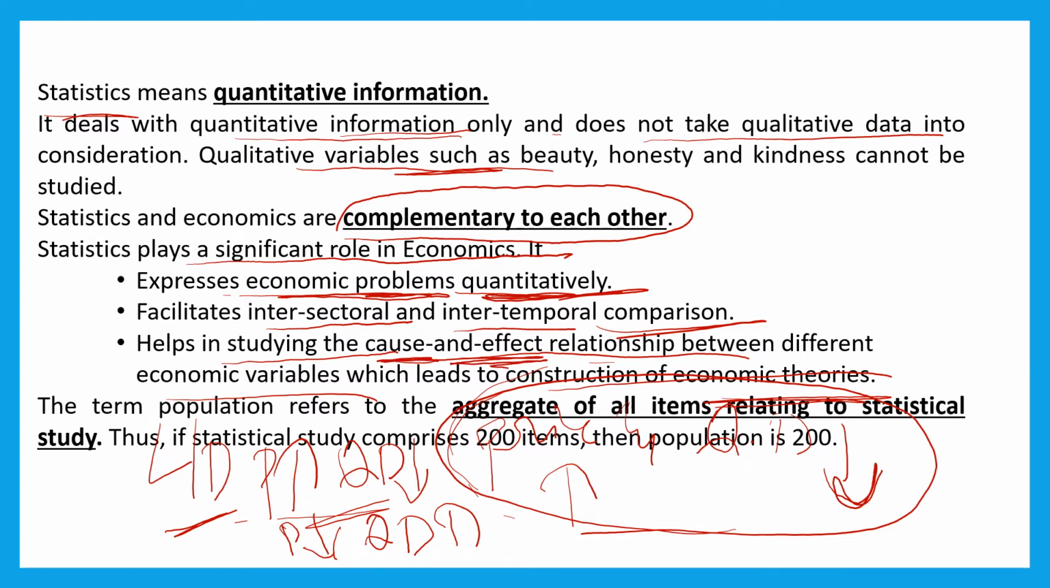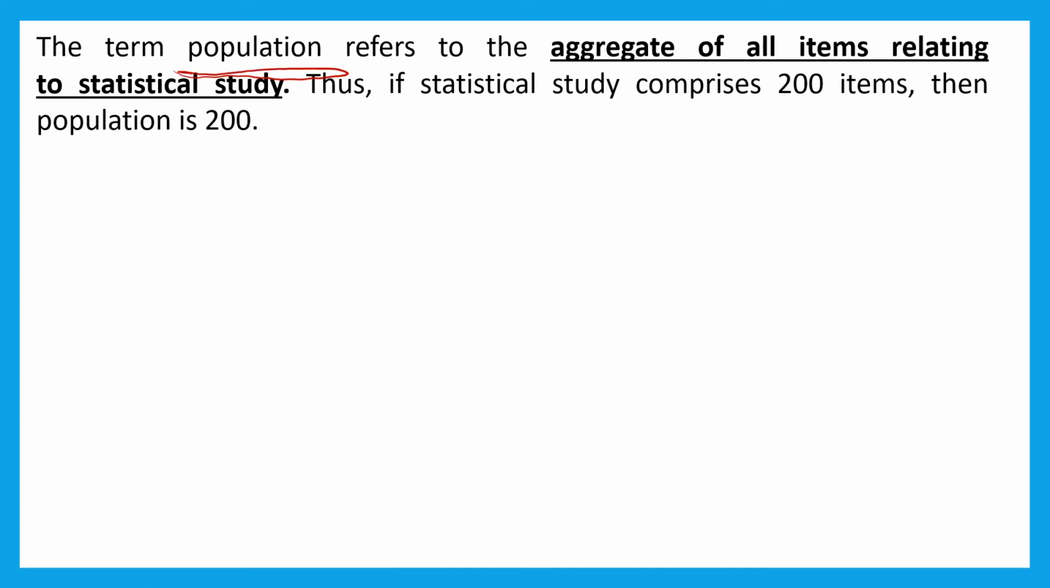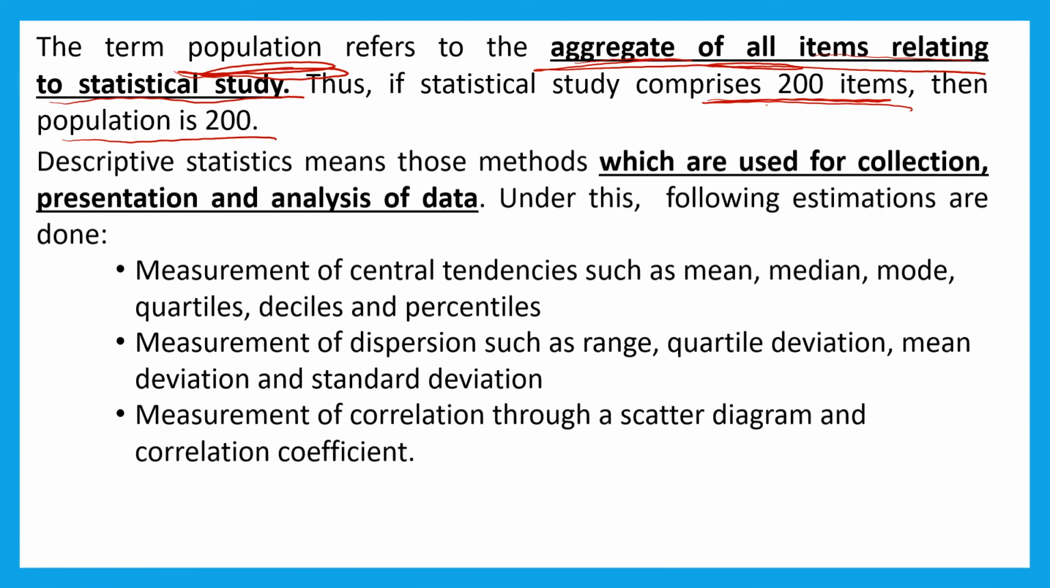cause and effect. Dear students, we come across a few concepts like population. In statistics, population means the total or aggregate of all the items related to the statistical study. If you are going to collect information on 200 items, then the population is 200. If you manufactured 1000 bulbs, what does population mean? All the bulbs manufactured. 1000 bulbs are manufactured, so the size of the population will be 1000. That is what we call the total of all the items related to the statistical study.